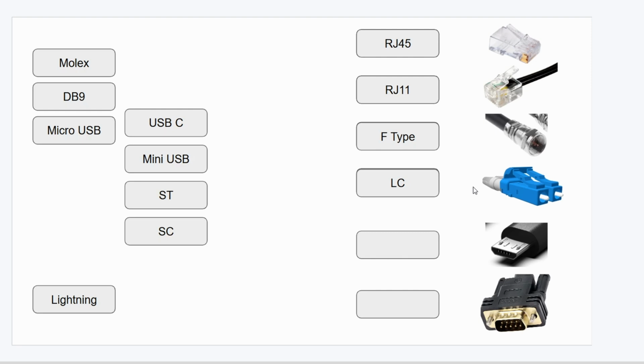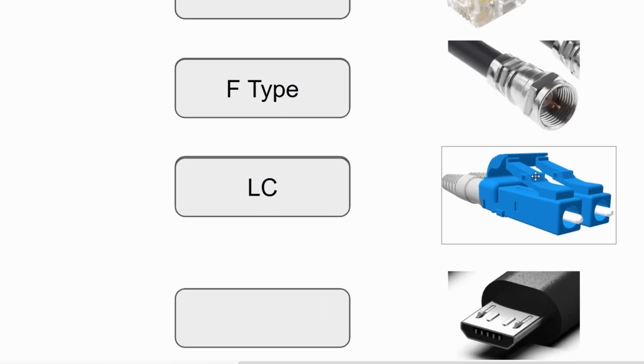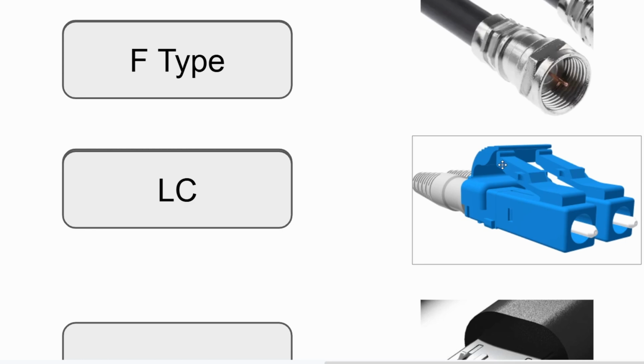The simple way that I use to differentiate between the LC, which looks like this, and the SC, which looks quite similar to this, is the LC, I think of that the LC stands for lock. And the LC has this little mechanism here, which essentially, once you push it in, it snaps and locks it in place. You have to push down here so that you can release it.